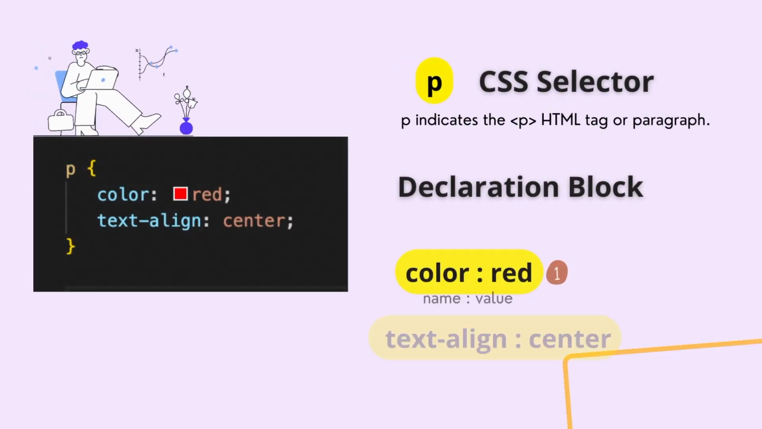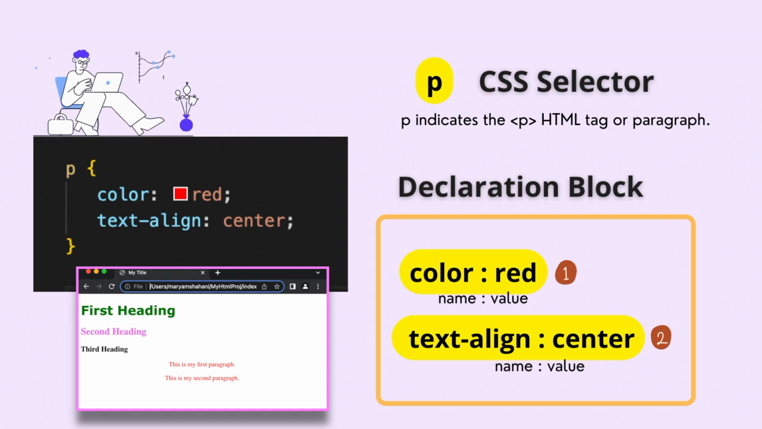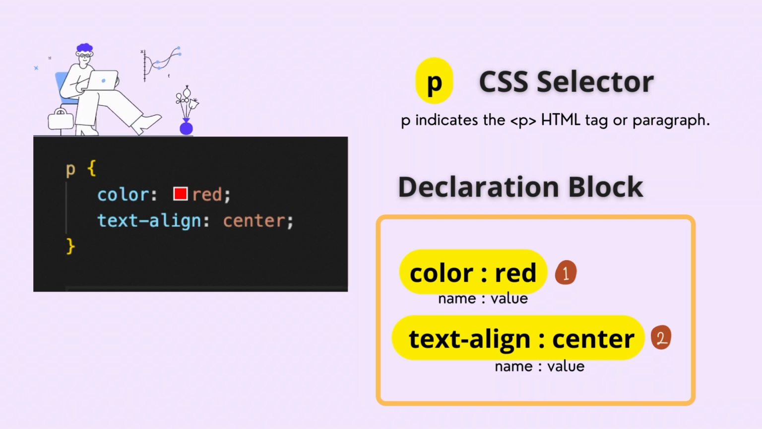This is another example. In this one, all P elements will be center aligned with a red text color. P is a selector in CSS. It points to the HTML element you want to style. This means that the styles inside the curly brackets will apply to all P tags on the web page. Color is a property name and red is the value. Text-align is a property name and center is its value.